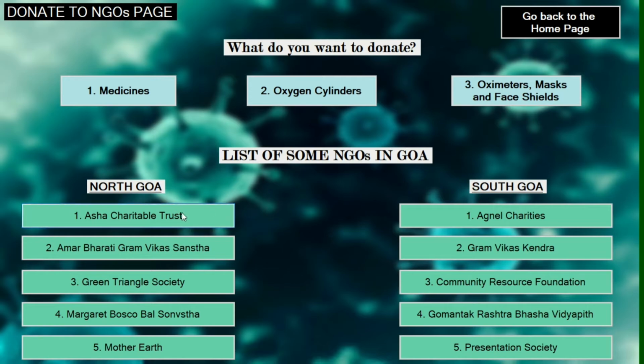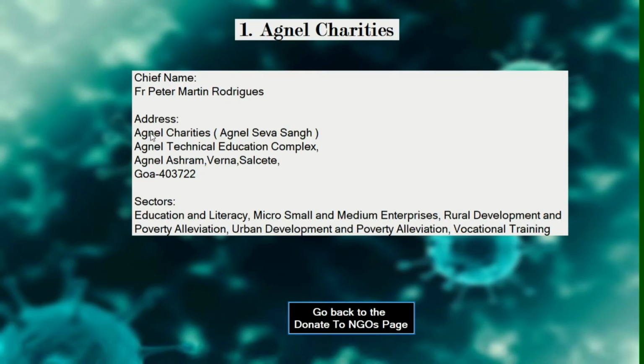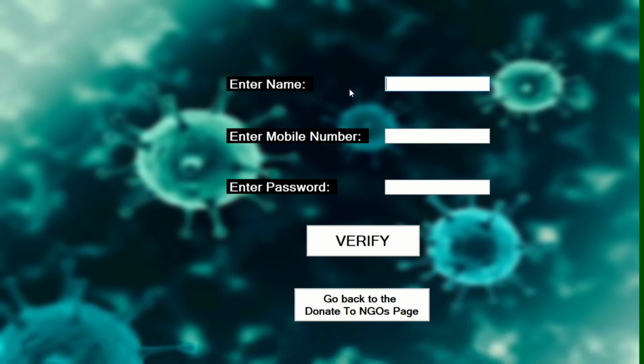If I click on any one of these, I get the details like the chief name, the address and the sectors. Same for the South Goa NGOs. Now as I've said that I'm logged out, let's go to this section which says what do you want to donate. Now if I choose to donate medicines, it will take me to this page. Now this is because we need to check if the person is registered, and I was logged out so that no random people enter any details.